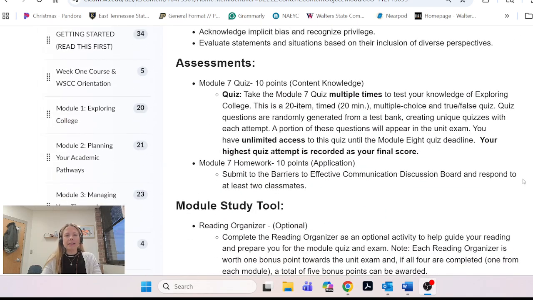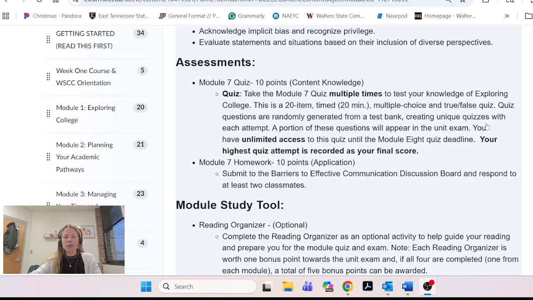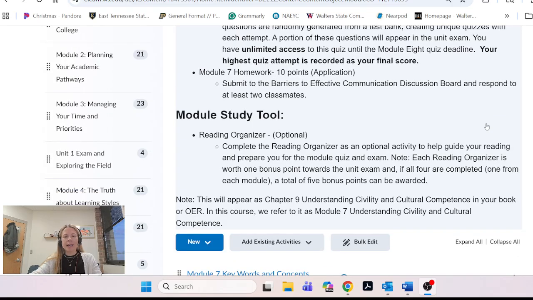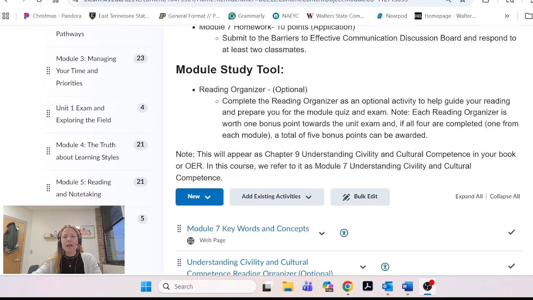Now, how are you going to be assessed this week? You will have your Module 7 quiz. Remember, you have multiple attempts during that quiz window, so take advantage. And you will have a homework assignment. Now, instead of submitting something to the Dropbox, you will be posting to a discussion board. So you will submit to the Barriers of Effective Communication discussion board and respond to at least 2 classmates. You do have the option to earn bonus points in this unit. Module 6 had a reading organizer and Module 7 does as well, so that's optional.